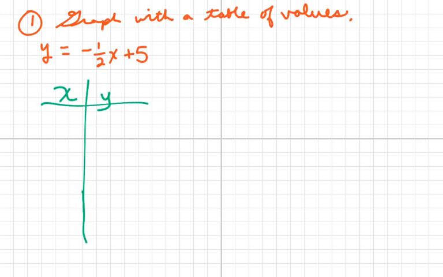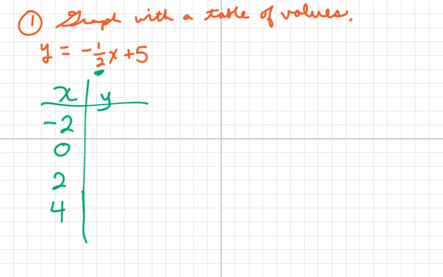And on the test, I will give you the X values that I would like you to use. So let's pick -2, 0, 2, and 4. Why did I count by 2's? Well, it's easier when you have the 2 in the denominator to multiply by a multiple of 2. So you get an integer answer.